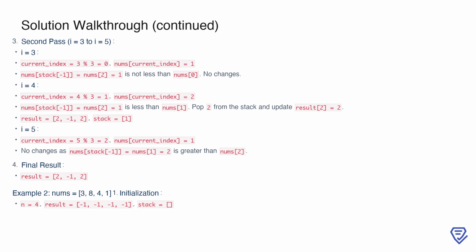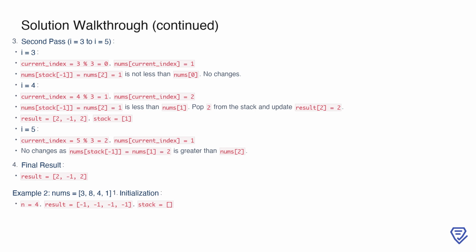For i equals 3, the current index wraps around to 0, and the value is 1. Since the value at the top of the stack, which corresponds to index 2, is also 1, no changes are made. Moving to i equals 4, the current index is 1, and the value is 2. Here, we see that the value at the top of the stack, corresponding to index 2, is 1, which is less than 2. So, we pop index 2 from the stack and update result[2] to 2. Now, the stack contains only index 1.